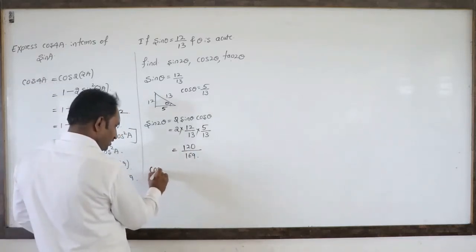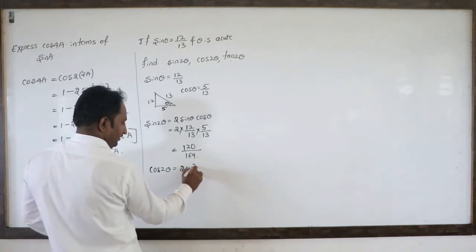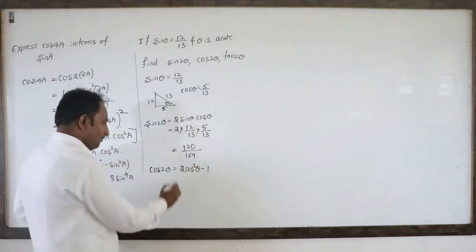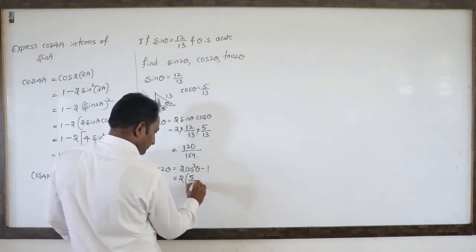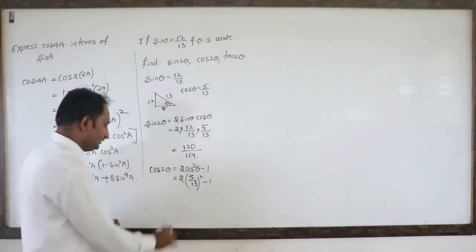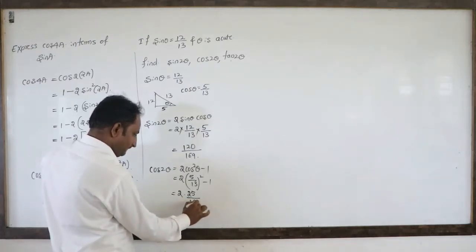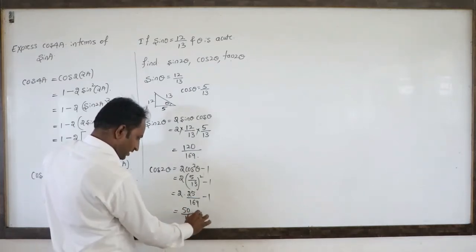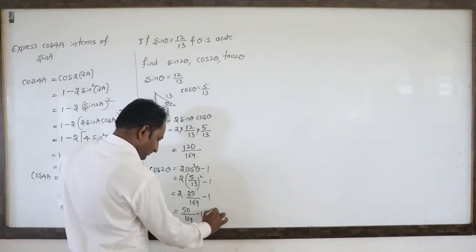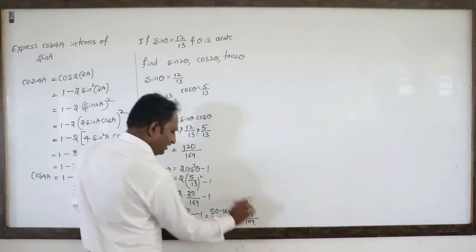Similarly, cos of 2 theta is equal to 2 cos square theta minus 1, that is 2 into (5 divided by 13) square minus 1, that is 2 into 25 divided by 169 minus 1, that is 50 divided by 169 minus 1, that is (50 minus 169) divided by 169. Its value is minus 119 divided by 169.